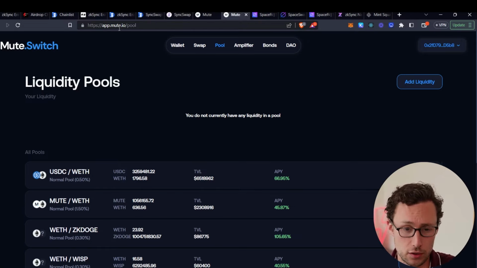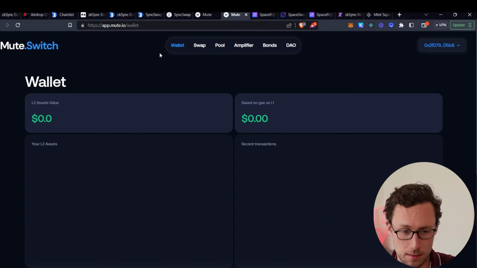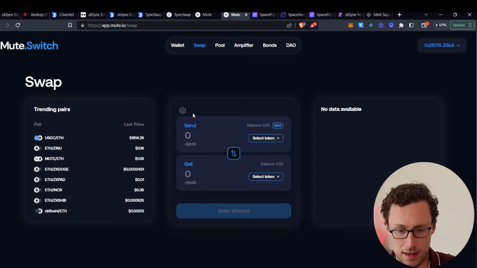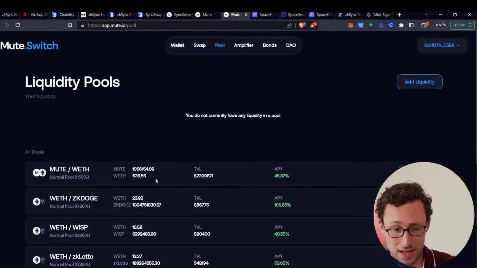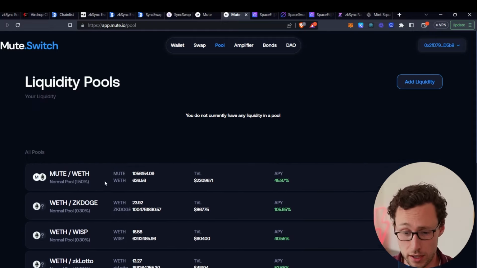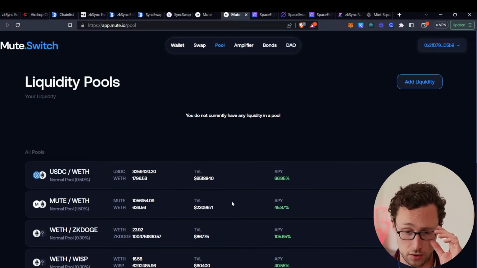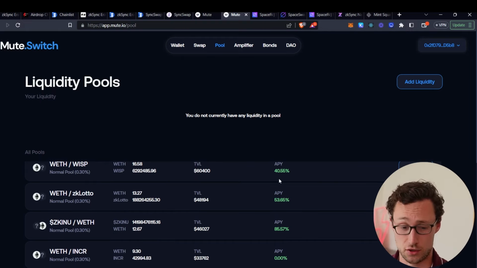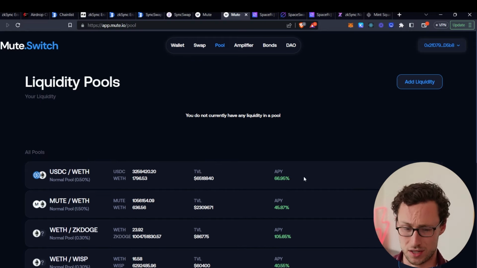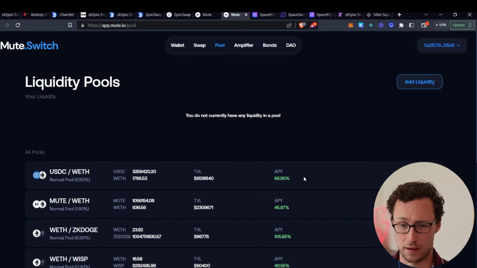And if we go over to Mute's website, app.mute.io, we can see here that like the other website, you can swap tokens here. However, they also have some nice pools, and they have USDC wrapped ETH running at around 67%. And like I said before, there is a Mute token, which you can pair with ETH right now and earn around 46%. However, these are not incentivized pools. These are just simply from trading fees of people who are using the platform. So these APYs should fluctuate significantly from day to day.